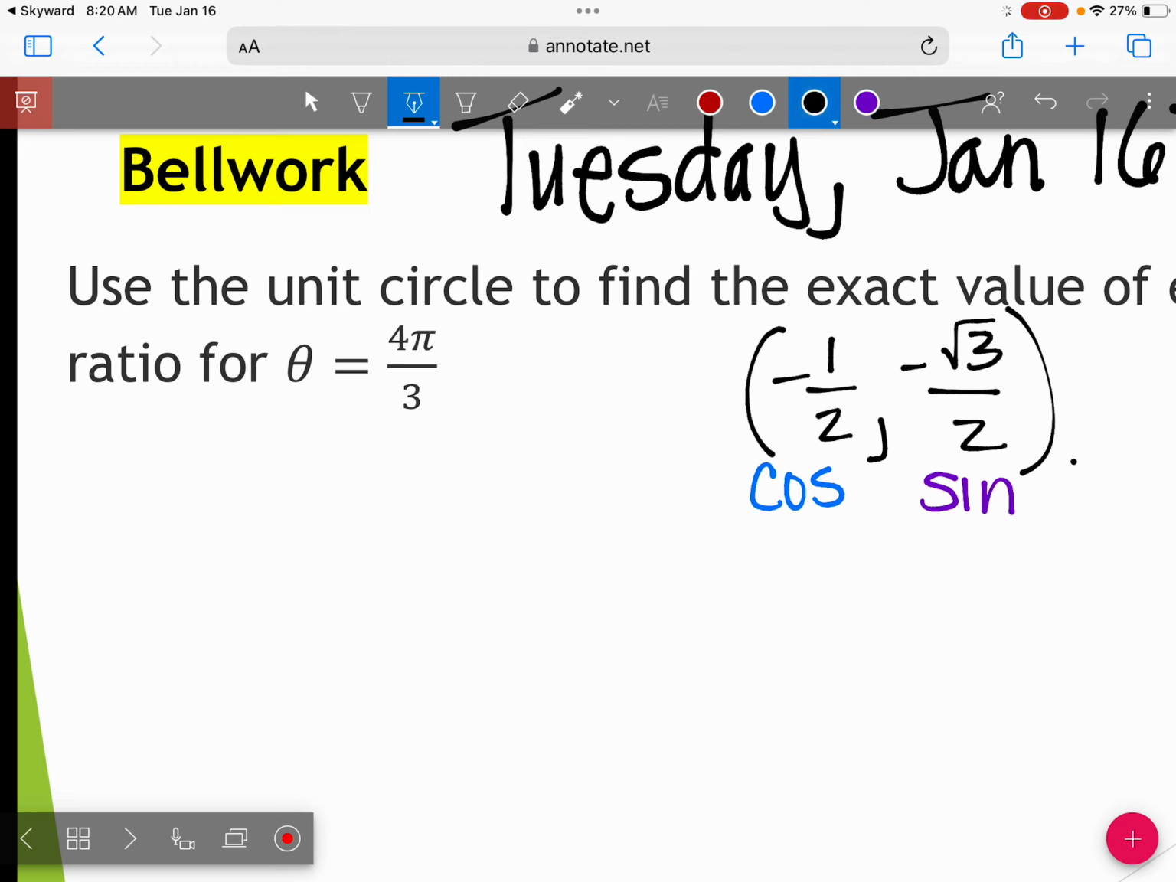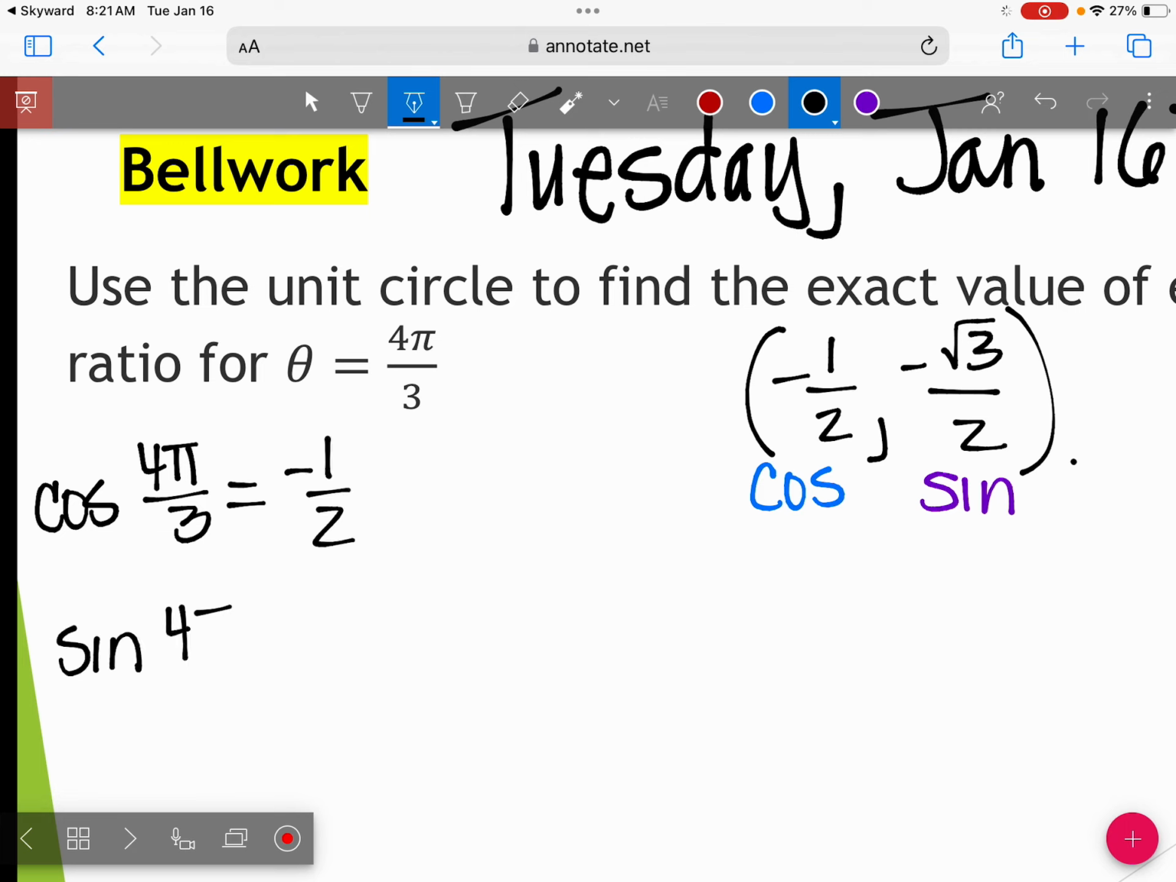So the cosine of 4 pi over 3 is -1/2. And the sine of 4 pi over 3 is -√3 over 2. So that's the first 2. So now let's go to secant and cosecant.